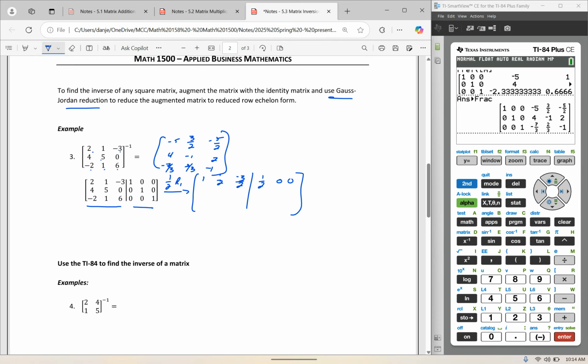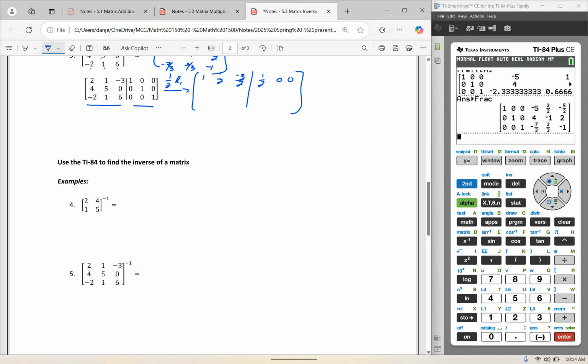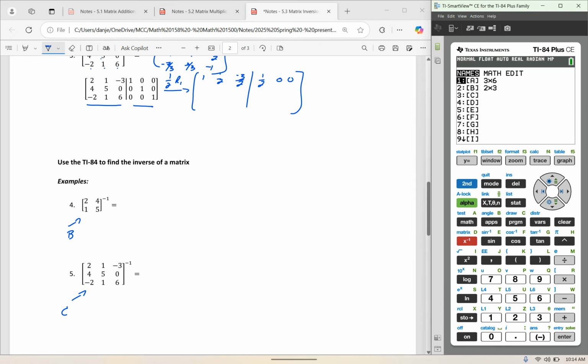Okay, so if you want to do the reduced row echelon form, you want to do the Gauss-Jordan by hand, you can do it. You can do it in the calculator. That'd be fine too. Now I also have here using the graphing calculator because I could choose to do that. I'm going to make the 2, 4, 1, 5 my matrix B, and I'm going to make this matrix C rather than amending my A. So I'm going to go to matrix.